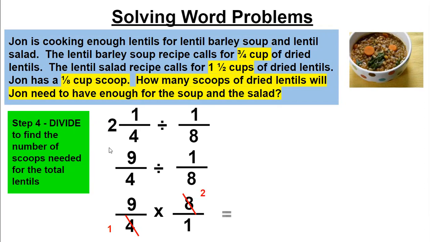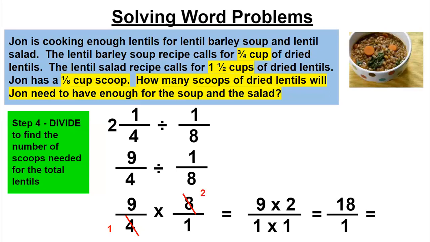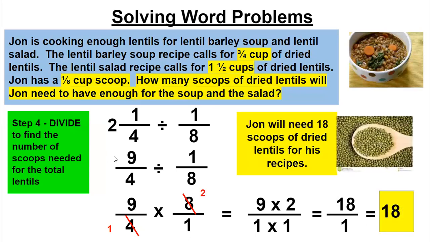So now we multiply across the top, 9 times 2, and across the bottom, 1 times 1. That gives us 18 over 1. Any number over 1 is just the number 18, right? So he will need 18 scoops. John will need 18 scoops of dried lentils for his recipe. Let's go double check our question up above. How many scoops of dried lentils will John need to have enough for the soup and the salad? Did we answer our question? Yes, we did. He will need 18 scoops.